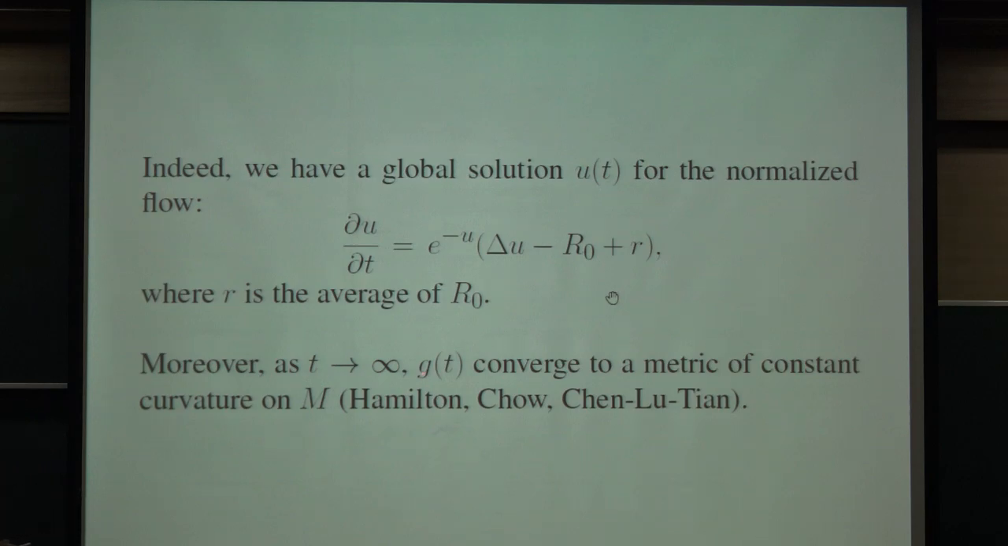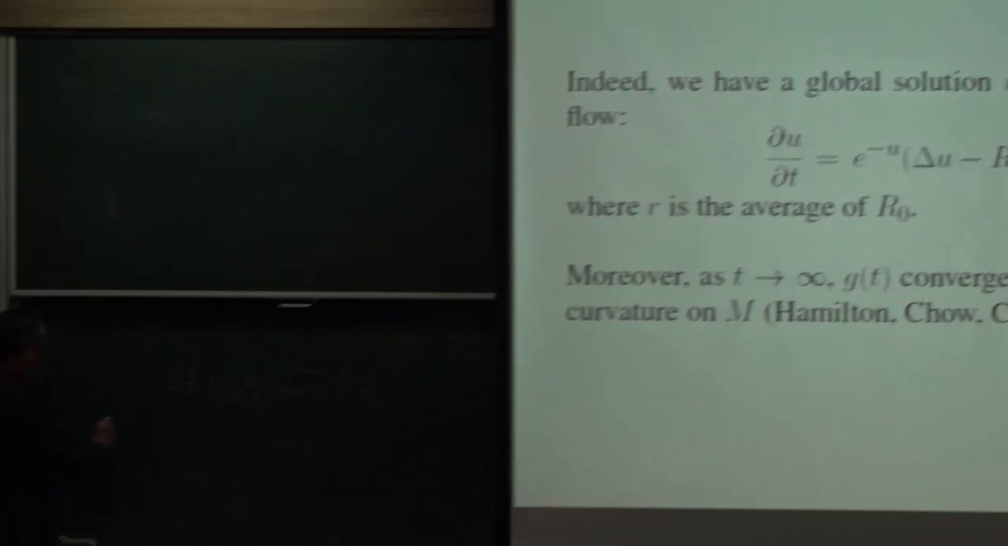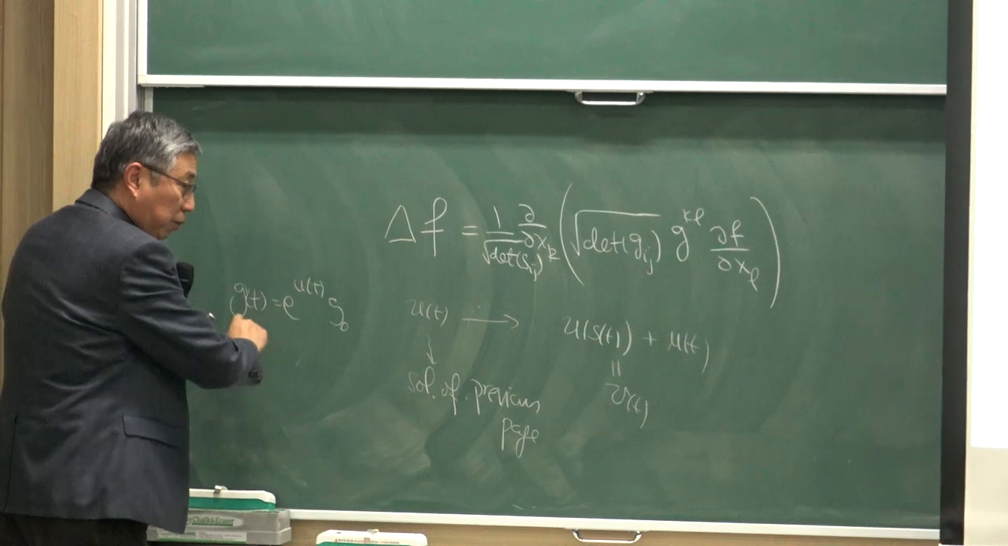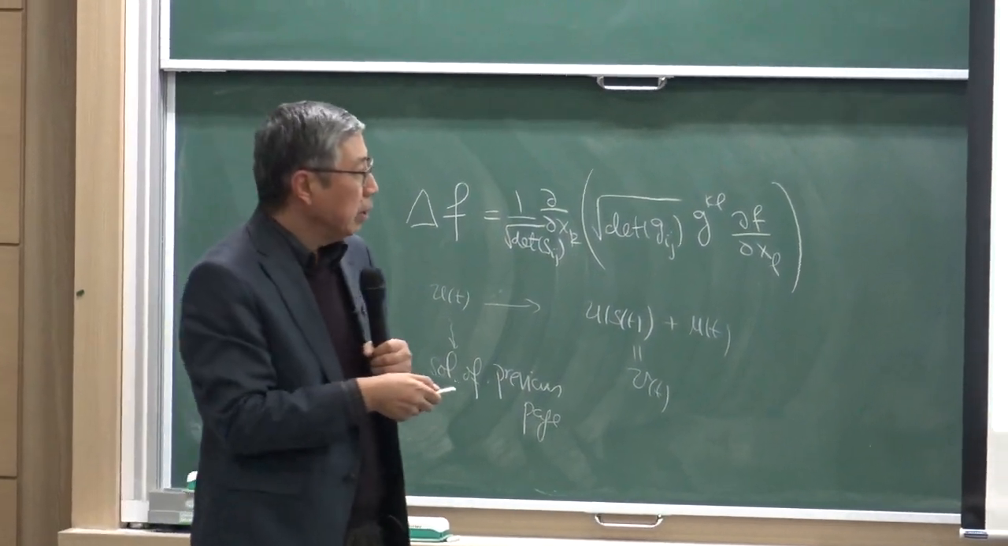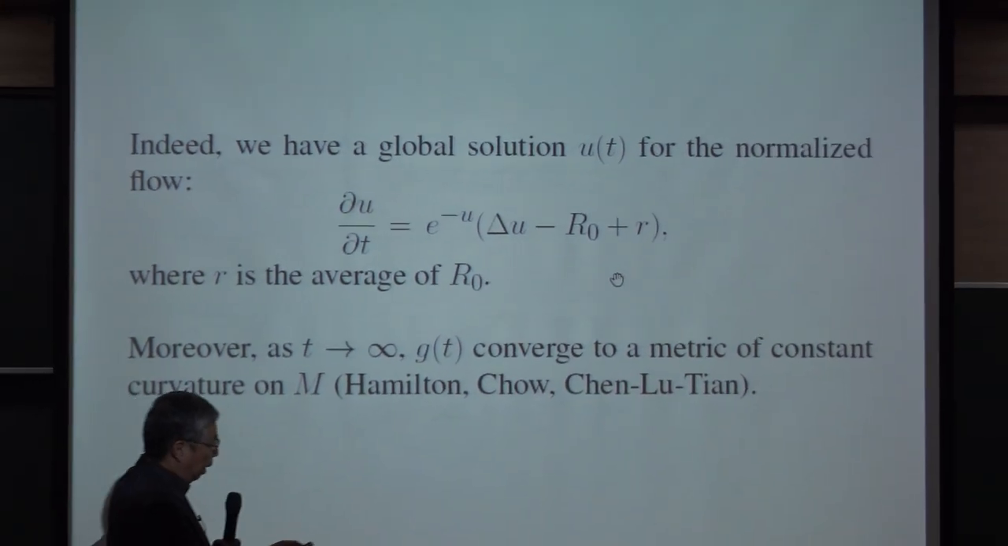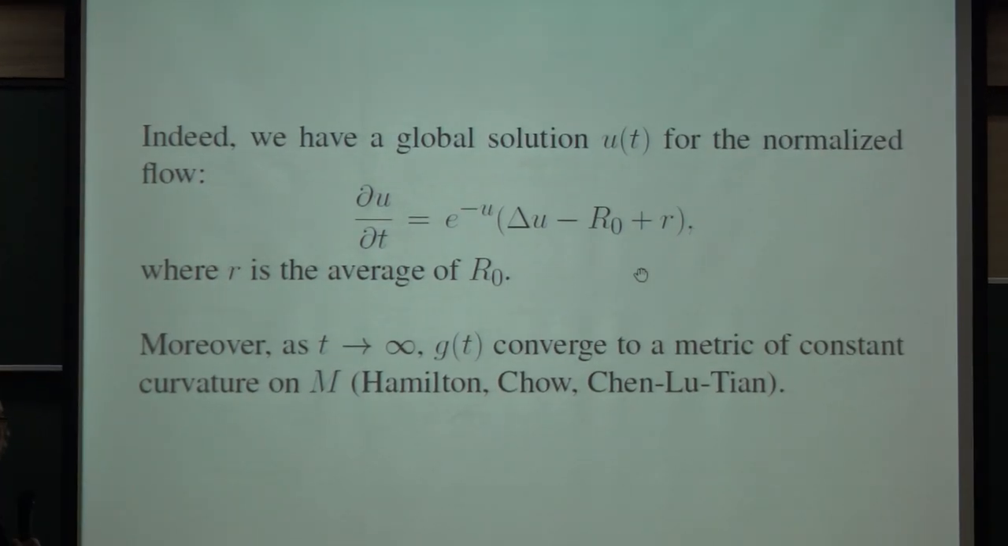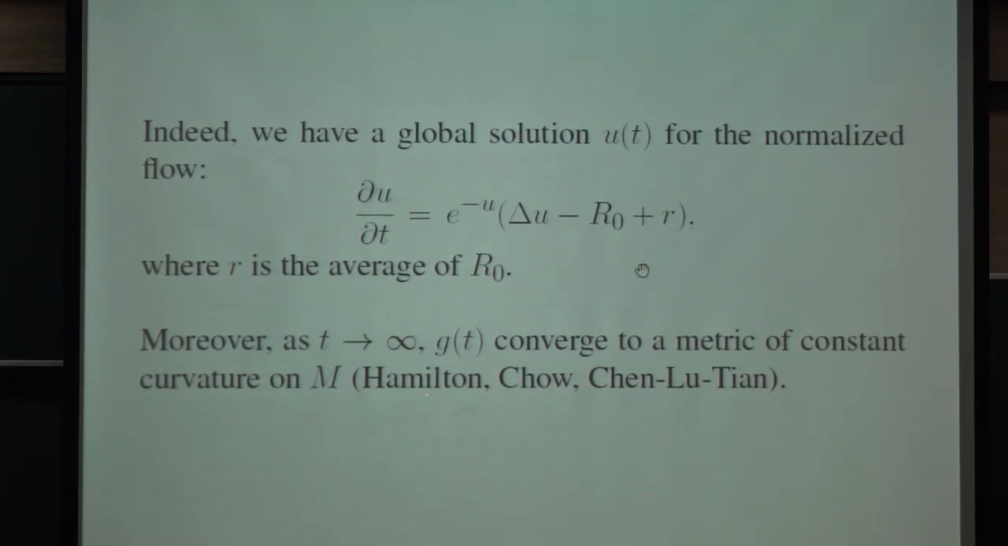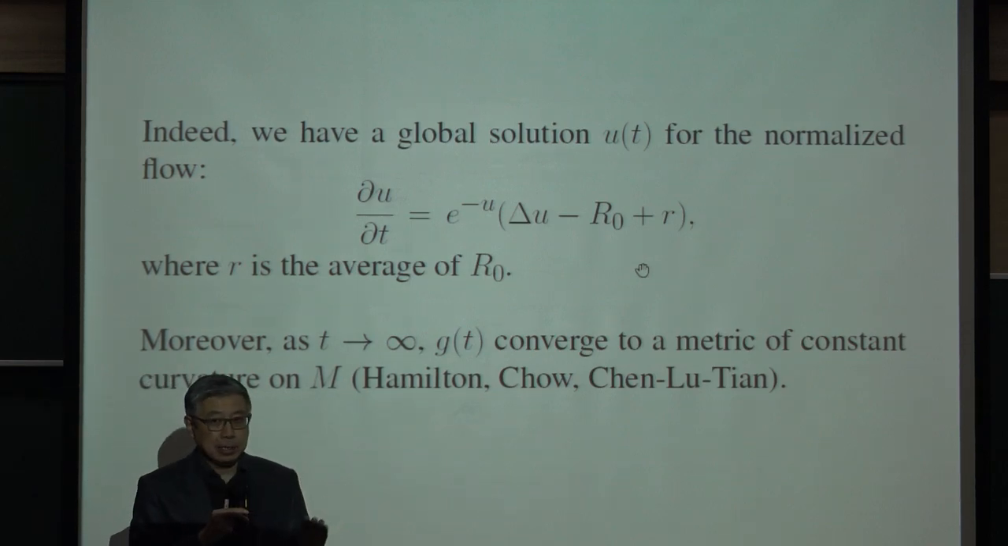So as t goes to infinity, remember this g_t is again exponential u_t g_0. That's the solution of the Ricci flow, and this is a reduced equation, and it converges to a metric of constant curvature. So namely, you get a solution of this. This was first proved by Richard Hamilton, but he needs some extra condition on the initial metric, and Chow and the proof removed that condition, and later on we realized that in the positive case you can prove the limiting metric has a constant curvature without using the fact that the underlying space is a sphere.